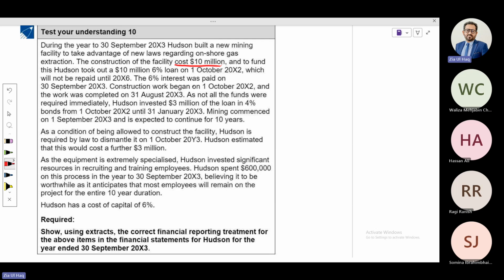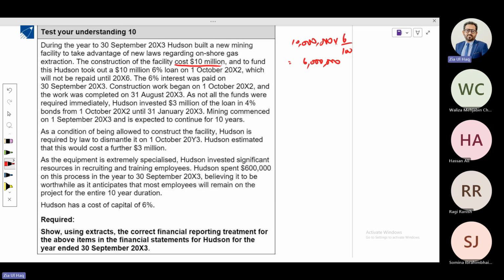The 6% interest was paid on 30th September 20X3. Construction work began on 1st October, meaning at the start when the loan was taken, and the work was completed on 31st August 20X3. This means the complete borrowing cost for the year is 10 million times 6 by 100. So complete borrowing cost is what? 600,000.